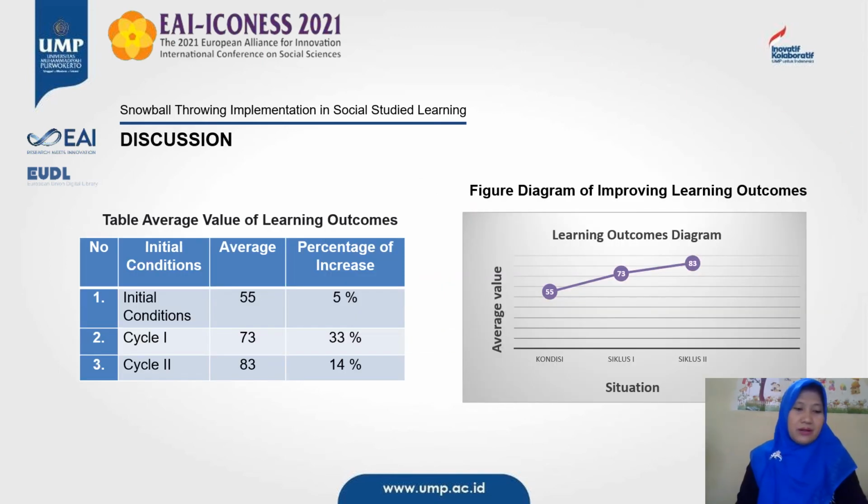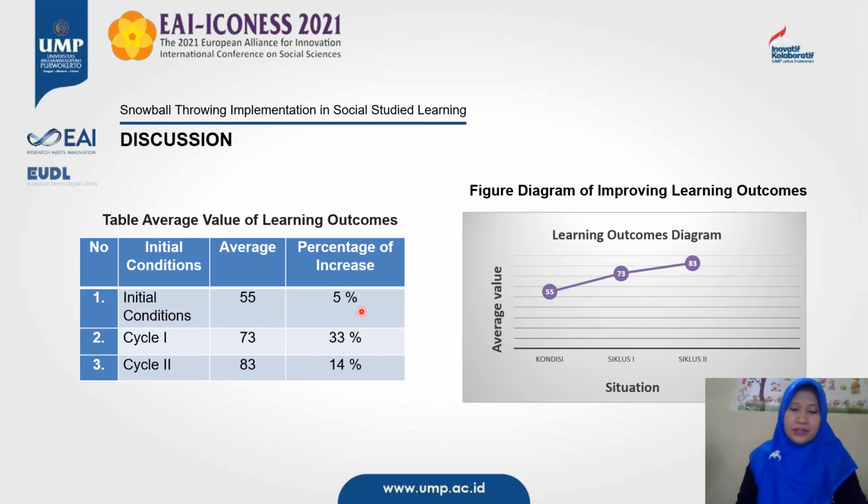Based on the result of observation made by the writer on the initial condition, the end condition of the first cycle, until the end of the second cycle, there was a continuous increase in the average value of learning outcomes. As shown in the following table, the average value of student learning outcomes in the initial condition, the average class, is 55 with an increase of 5%.